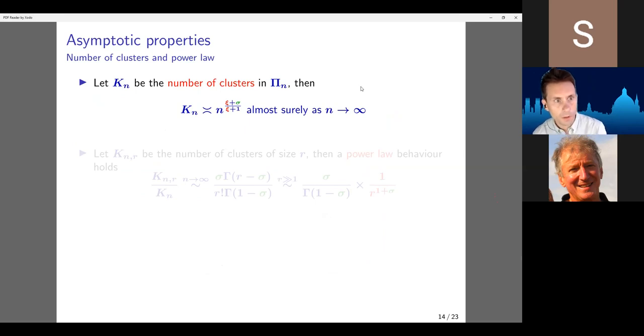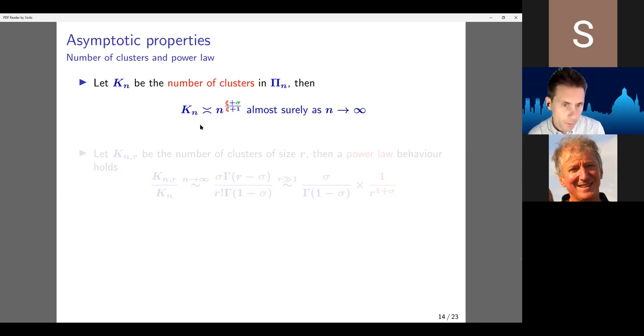So what happens to the number of clusters and the power law property? If Kn is the number of clusters in the partition pi n, then the asymptotic properties of Kn depend on both xi and the parameter sigma of the Levy measure. Kn asymptotically grows as n to the power (xi + sigma)/(xi + 1). So again, if xi goes to 0, you recover the n to the power sigma of the two-parameter Pitman-Yor process.